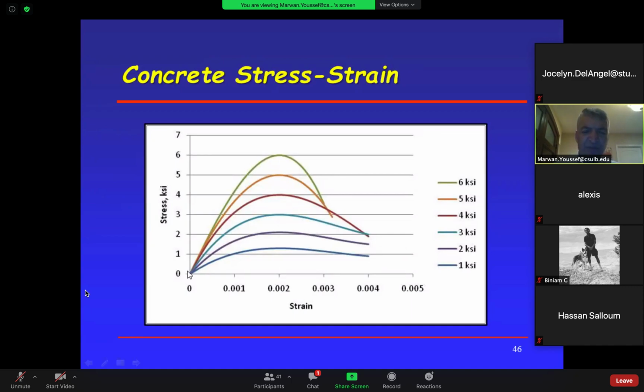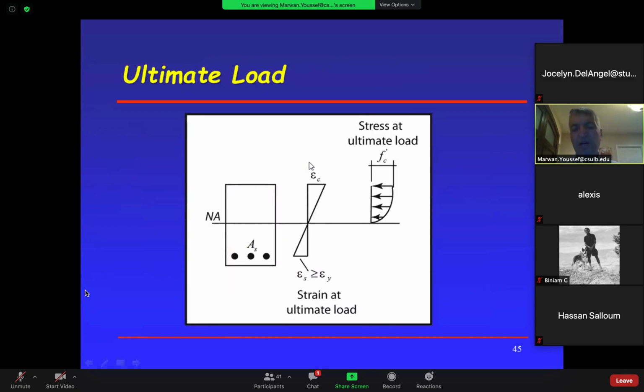When you start loading it from small load all the way, it goes linear. As the load goes up, stress goes up. Ultimately it does this, and then it fails. So it's parabolic. So it's obvious that when the load is high, your stress, and remember this is the compressive stress, is going to be parabolic at higher loads. That's why this is how it's going to look.